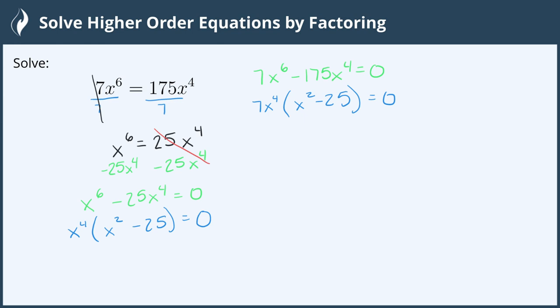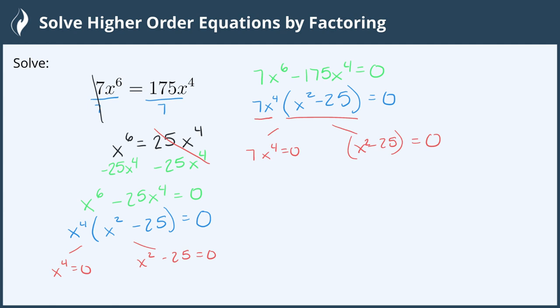Both of these are now to the point that we can use the zero product property, where I have two terms or multiple terms multiplied together and they equal 0. So we can break them into two equations and set them both equal to 0 with the zero product property. On the left, we end up with x to the 4th equals 0, and x squared minus 25 equals 0. On this one, we have 7x to the 4th equals 0, and x squared minus 25 equals 0.